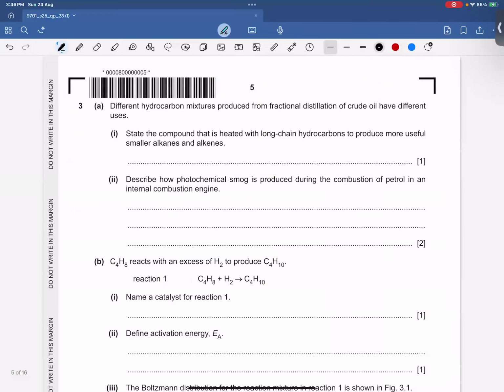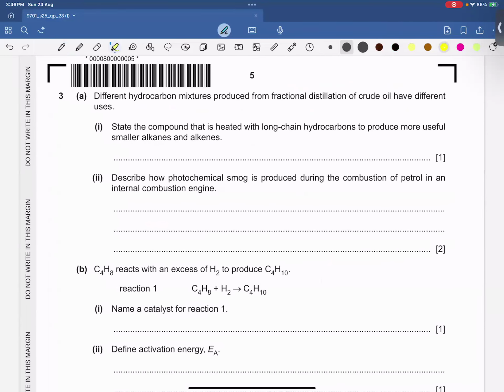Next question is, different hydrocarbon mixtures produced from fractional distillation of crude oil have different uses. State the compound that is heated with long chain hydrocarbons to produce more useful smaller chain hydrocarbons, alkane and alkene. So that's called cracking, and cracking involves aluminum oxide as a catalyst. So state the compound. Aluminium oxide, which acts as a catalyst. Okay.